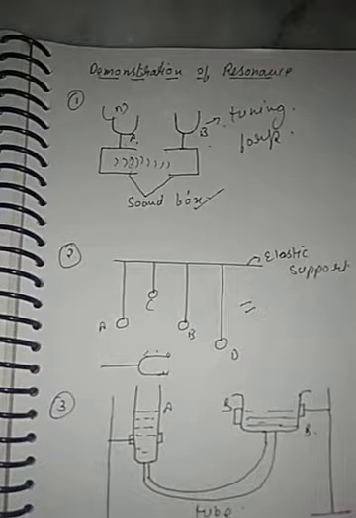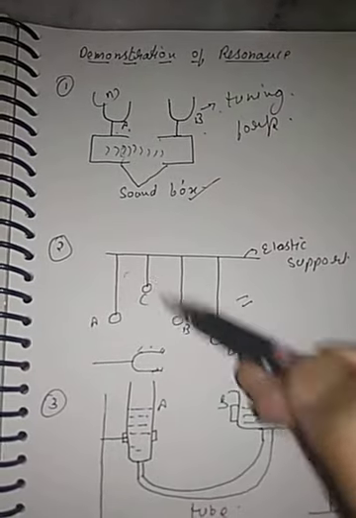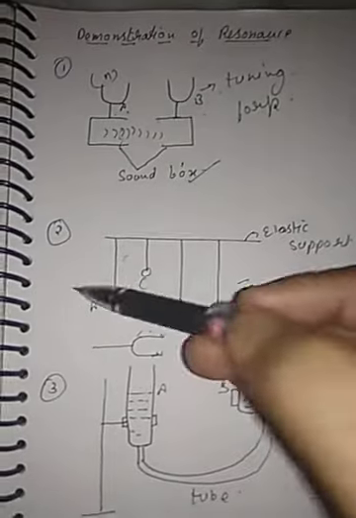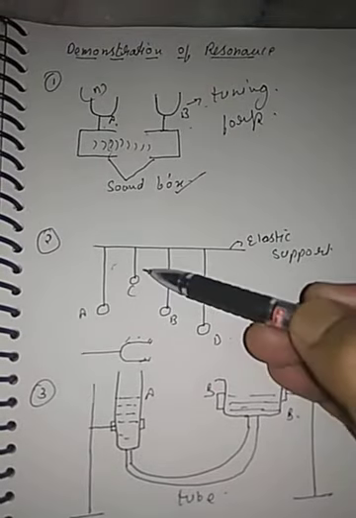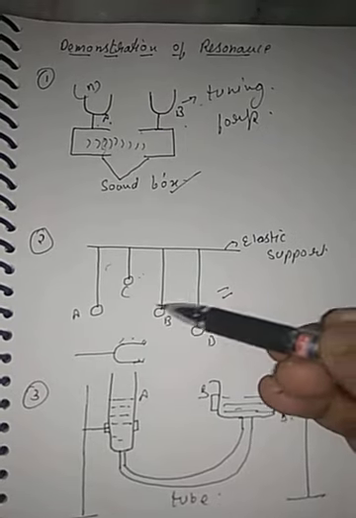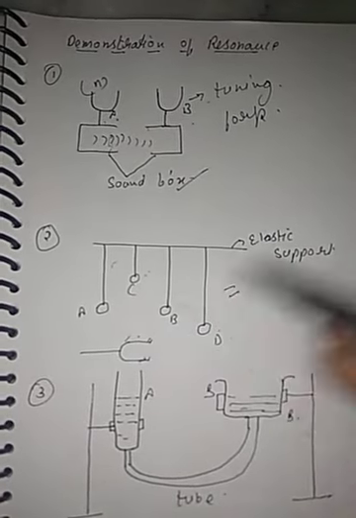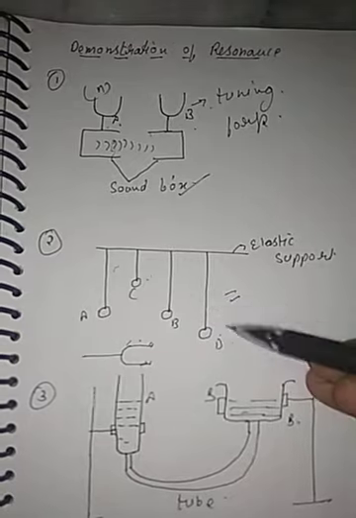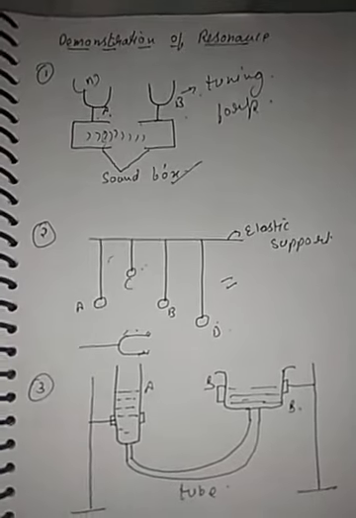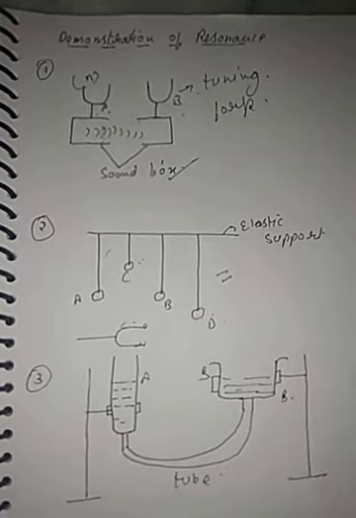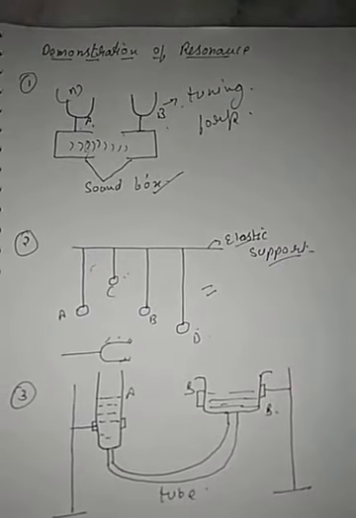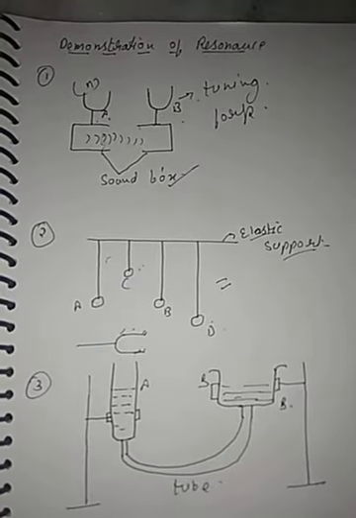In the second example, there are four pendulums: A, B, D, and C. C and D are on either side of B. The lengths of A and B are equal. C is shorter and the length of D is larger. Now see what happens. These are all hung with an elastic support. What happens?